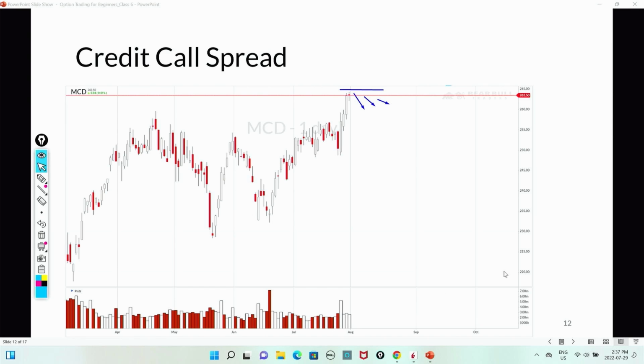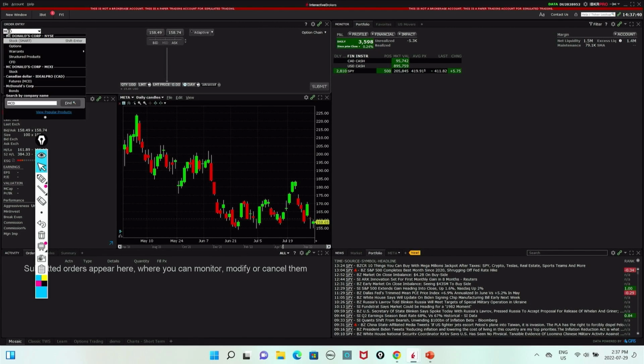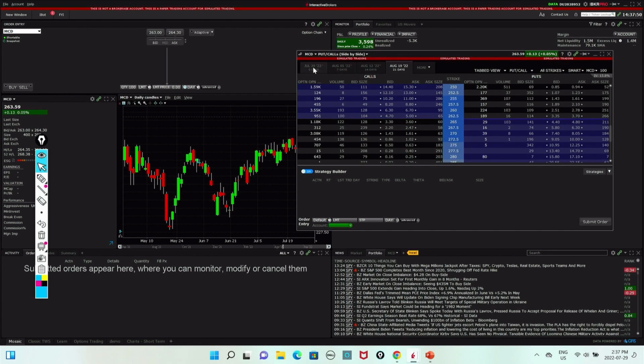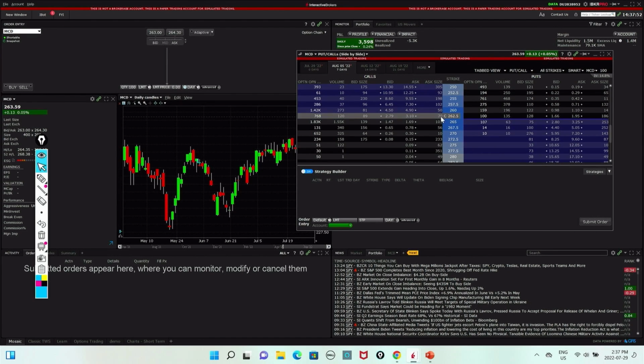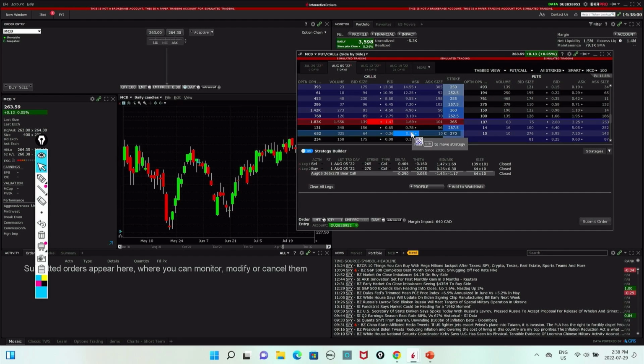So let's go ahead to our option chain and see how that would look like. Bring up the McDonald's ticker, MCD. Again, you can clearly see the topping action over here right around this area. So you want to sell some premium. Let's say this is a weekly trade and you think this is going to happen over the next week. You go ahead and sell some premium, so sell some calls here and just buy some calls for protection right around here.